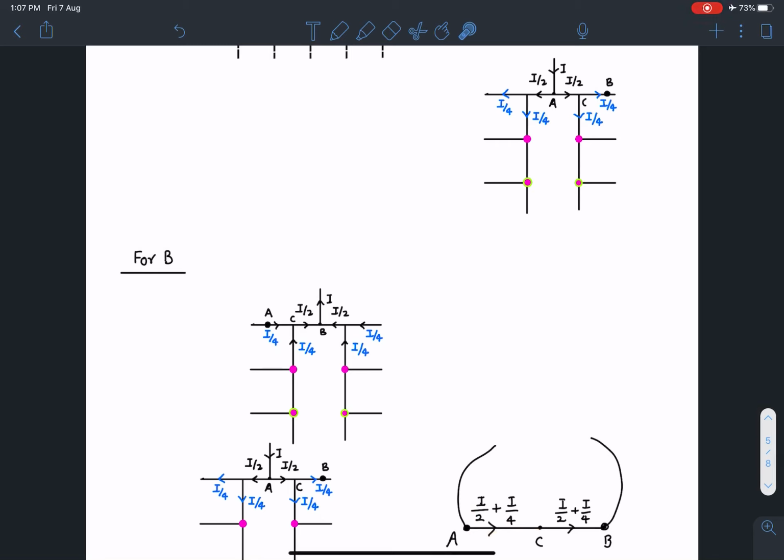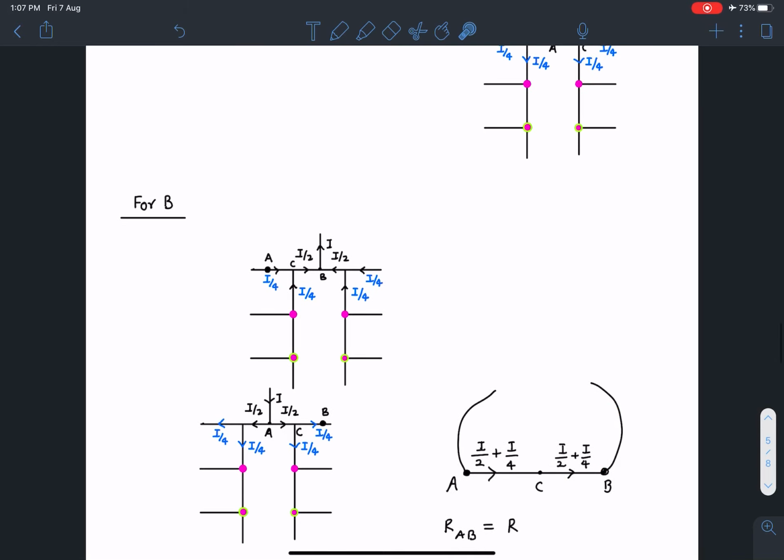Similarly, if you see from C to B, so C to B current is I by 4 here, and here it is I by 2. Both are in same direction. So total current C to B also is I by 2 plus I by 4. All right. Now if I join A with A, B with B, this is the diagram I am going to get.